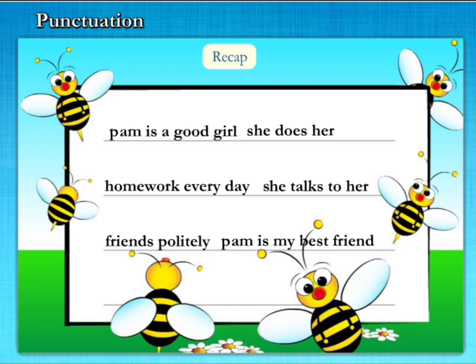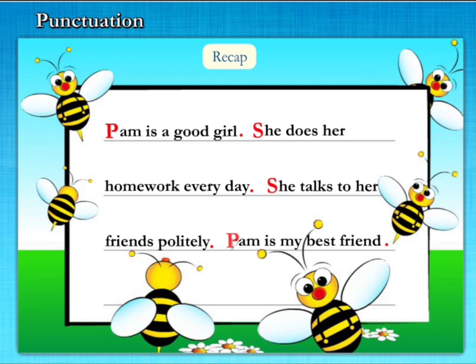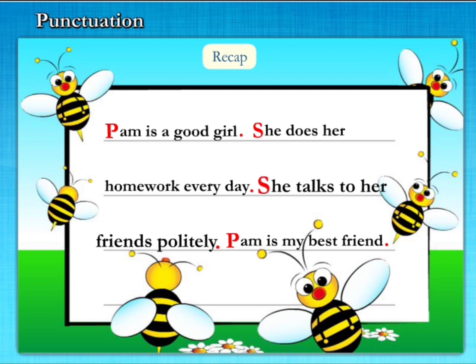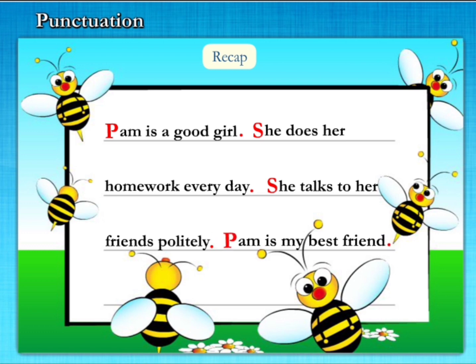Let us correct Tom's mistakes. Pam is a good girl. She does her homework every day. She talks to her friends politely. Pam is my best friend. Do the lines make sense now? We have now put in the capital letters and full stops, and the sentences are easy to understand.